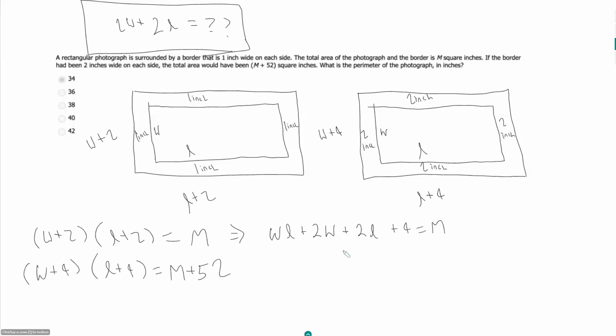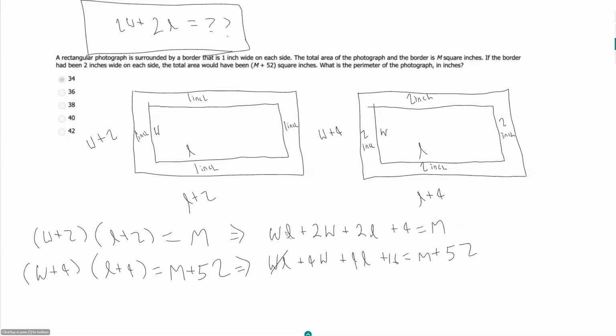is equal to M. And then here, I know WL plus 4W plus 4L plus 16 is equal to M plus 52. So what can I plug in here? It looks like if I just subtract this top equation from this bottom one, what am I left with?